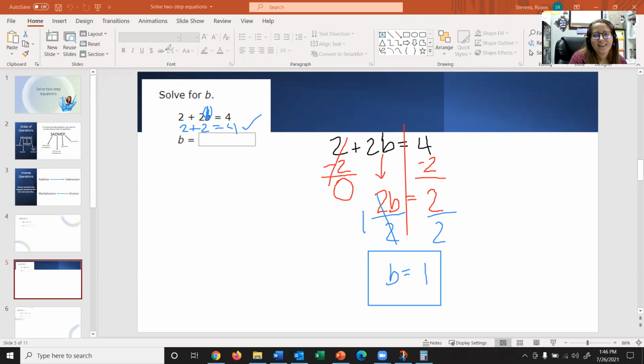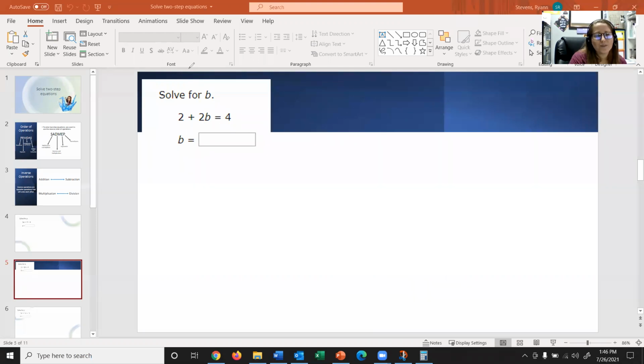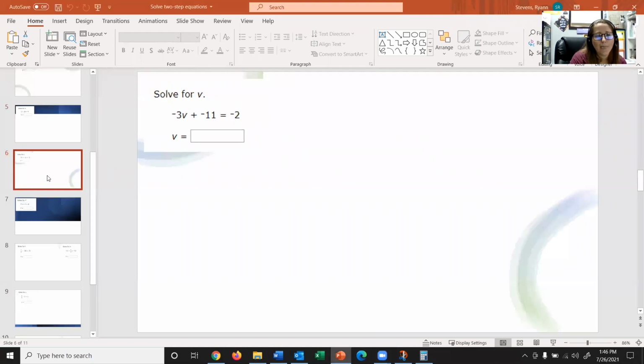All right. Couple more equations we have. Now this one we're solving for v, but we can see we have a lot of negative signs here. I'm going to rewrite this, negative 3v. Now, what I want you to pay close attention to is this plus a negative number. This is actually the same thing as just saying minus 11.